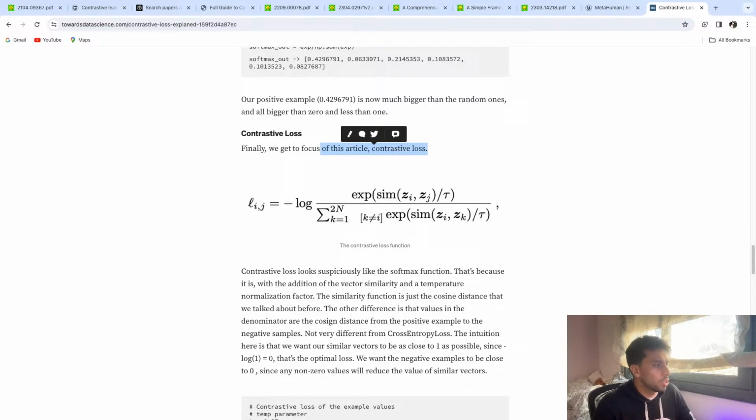The intuition here is that we want our similar vectors to be as close to 1 as possible, since the log of 1 equals 0. That's the optimal loss. We want the negative sample examples to be close to 0, since any non-zero values will reduce the value of similar vectors.